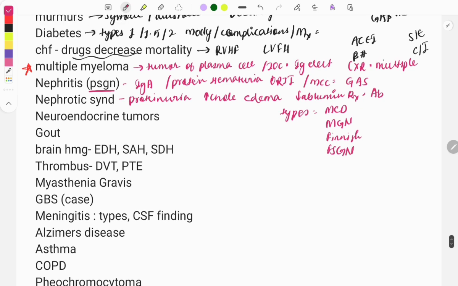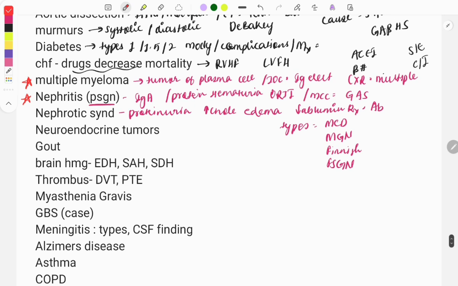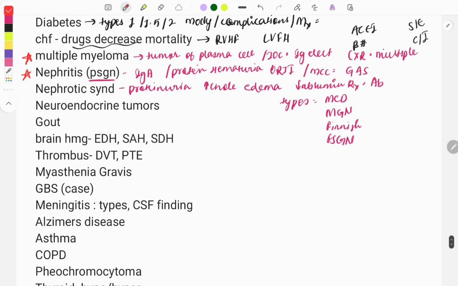So nephritic and nephrotic syndrome is also a must-study topic. One question is asked every year. So these are certain points which you need to remember from the nephritic and the nephrotic syndrome.